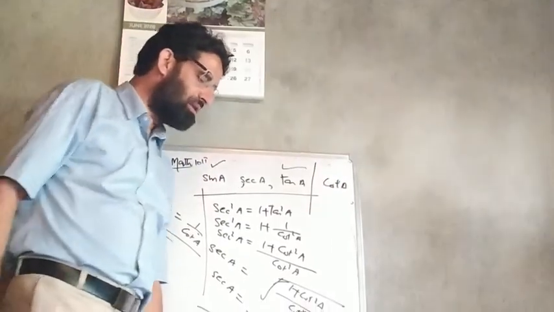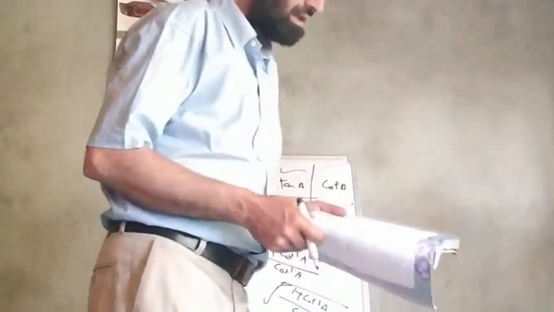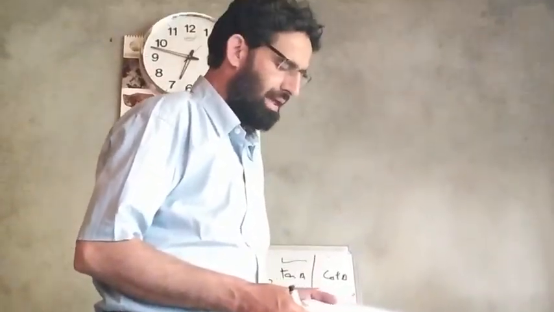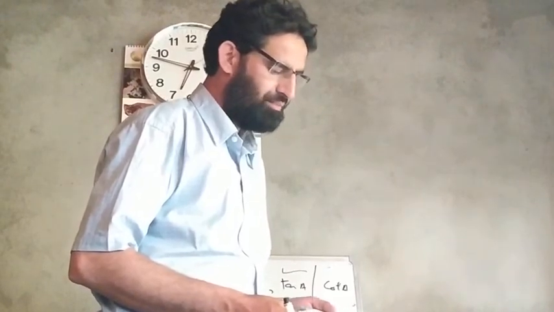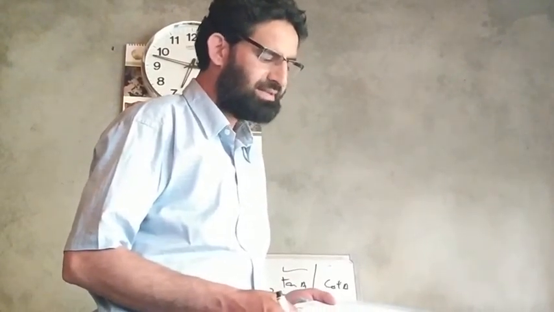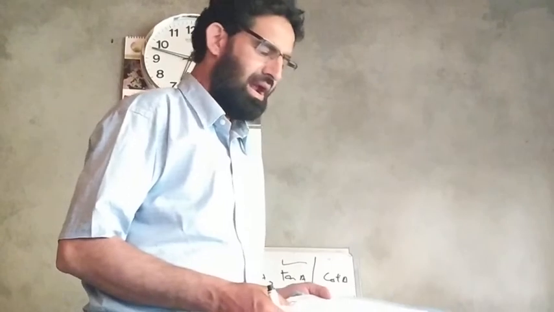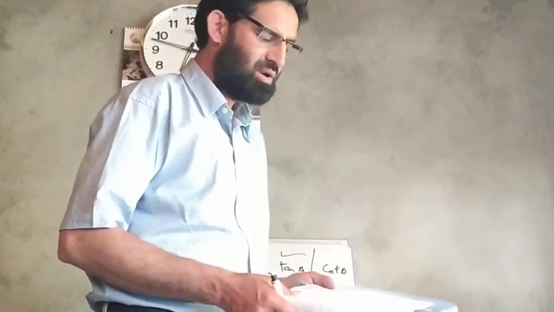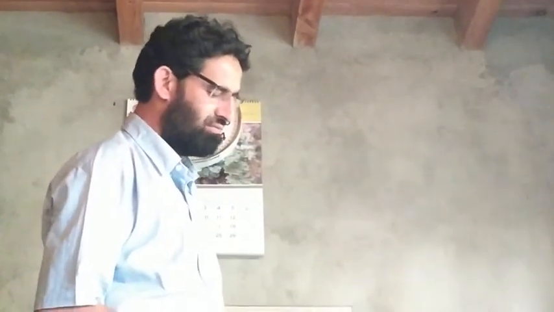Similarly, question number 2 is, write all other trigonometric ratios of angle A in terms of sec A. That is, you have to change sin A in terms of sec A, cos A in terms of sec A, tan A in terms of sec A, cosec A in terms of sec A, cot A in terms of sec A. So all other ratios you have to write in terms of sec A.